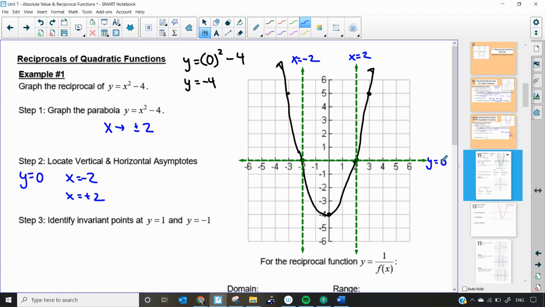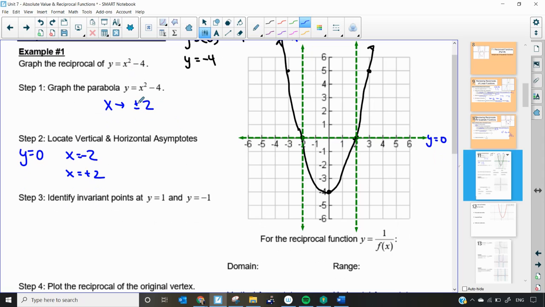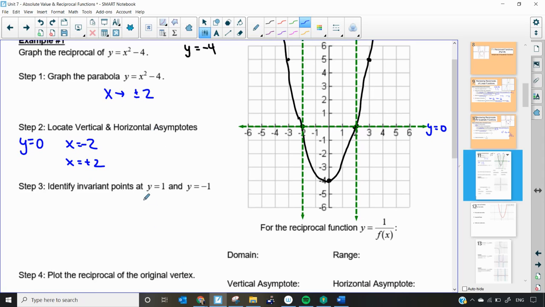The next step will be then to look for our invariant points. And if you remember, our invariant points happen when y equals 1 and y equals -1. Now, we can plug those into the reciprocal function, but often it's a lot easier to start with your original function. So we're going to start off with y equals 1. 1 equals x squared minus 4. We're going to add 4 to both sides. That gives us 5 equals x squared. And when we square root, plus or minus root 5, we get x. So that means x equals plus or minus root 5, which we could put into our calculator to get a more accurate point if we needed to plot it on our graphs.